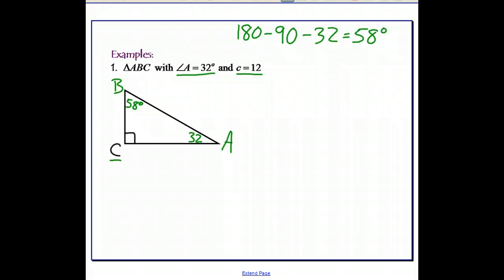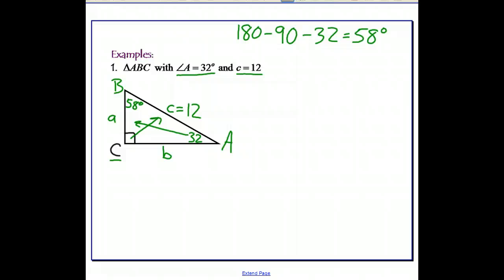Well, where is side c? Side c is going to be opposite from angle C. So we've got angle C, we have our lowercase side c, which is 12. Opposite of angle A, we'll put a lowercase a for side a. We don't know what that is. And opposite angle B, we'll say is side b. We also don't know that. Now again, capital letters are used to denote angles. Lowercase letters are used for sides.